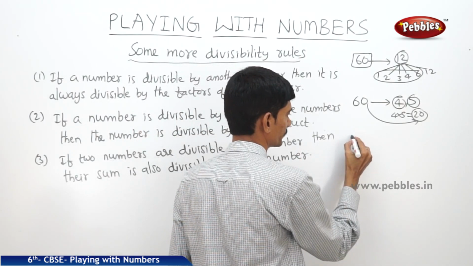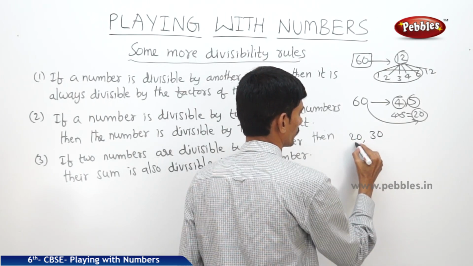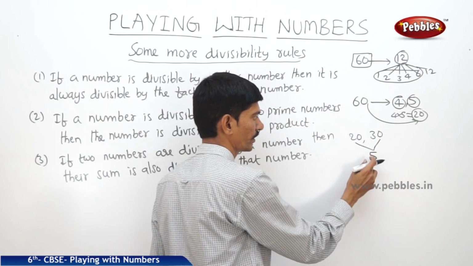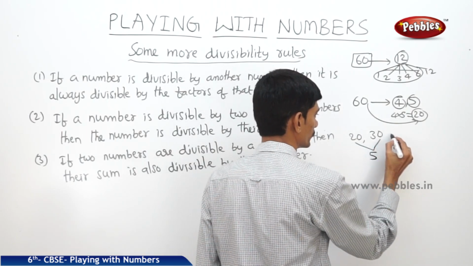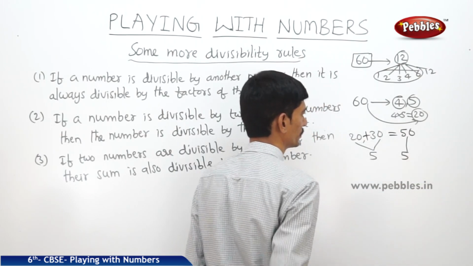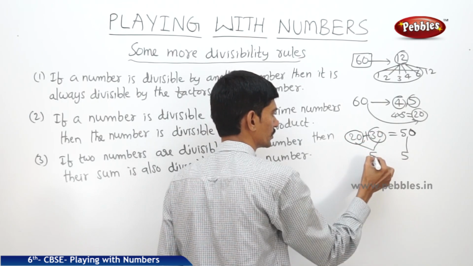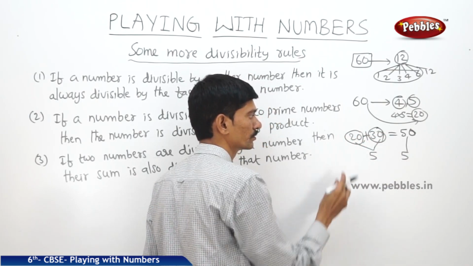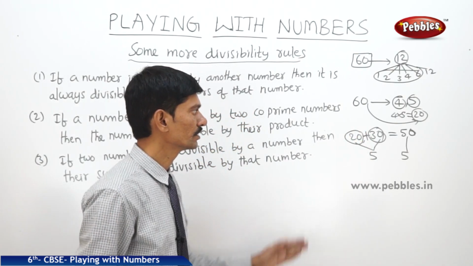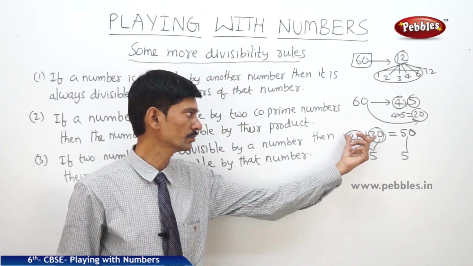Here 20 and 30 are divisible by 5. So 5 4s are 20, 5 6s are 30. So their sum 20 plus 30 equal to 50 is also divisible by 5, because 5 tens are 50. So if two different numbers 20 and 30 are divisible by a number 5, then their sum is also divisible by that number. So this is applicable to any two numbers.